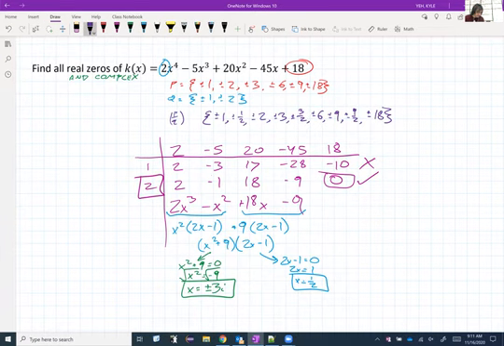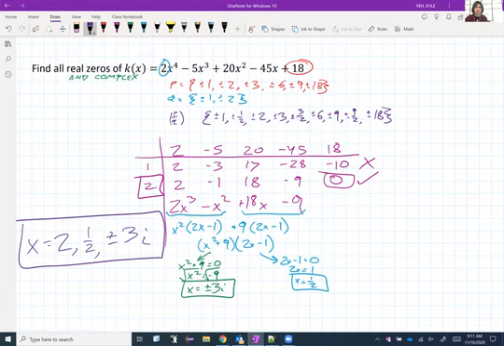And so our zeros, we found x equals 2. We found that in the table. That was the first one. 1/2, we found by factoring and then setting 2x minus 1 equal to 0. And plus or minus 3i. And those are the solutions to this graph, to this function.